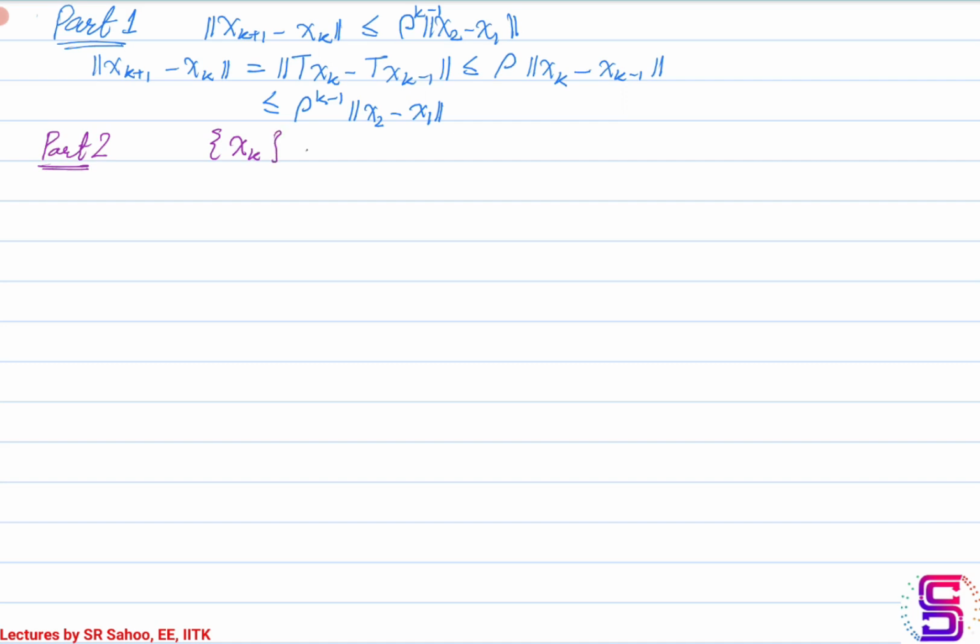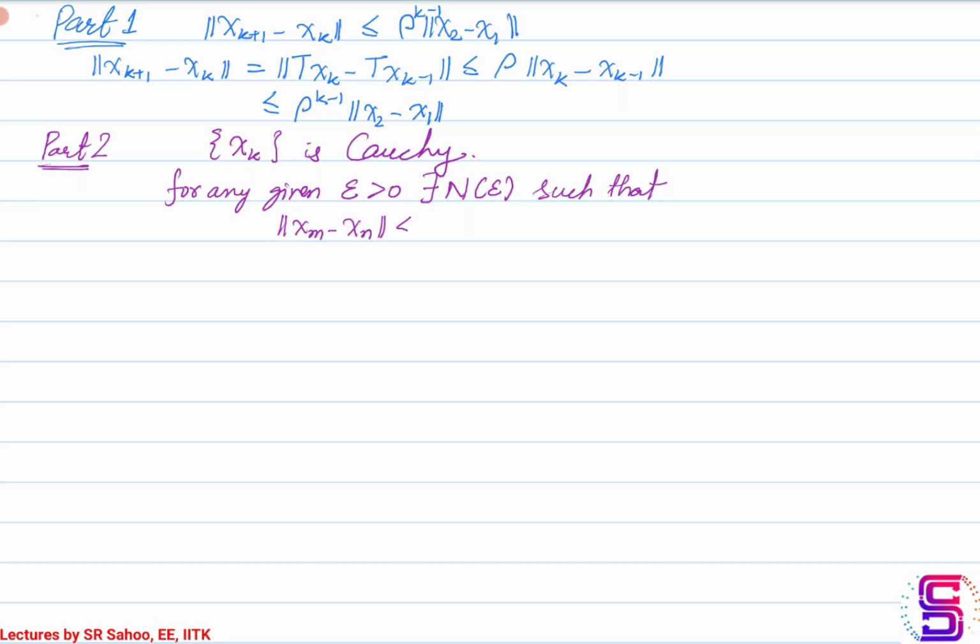The sequence x_k is Cauchy. Which means we have to show that for any given epsilon greater than 0, there exists N of epsilon such that norm of x_m minus x_n is less than epsilon for all m, n greater than N. So given epsilon, we should be able to show that I can find one such N so that this inequality holds.